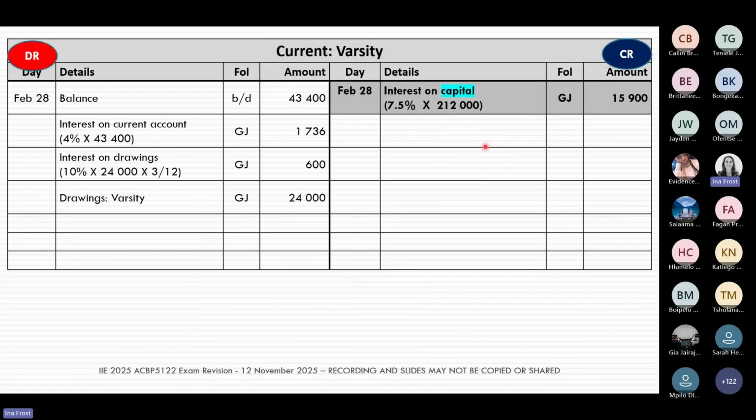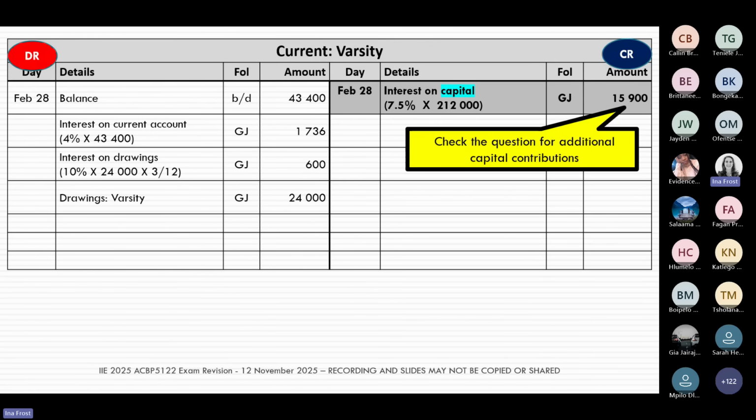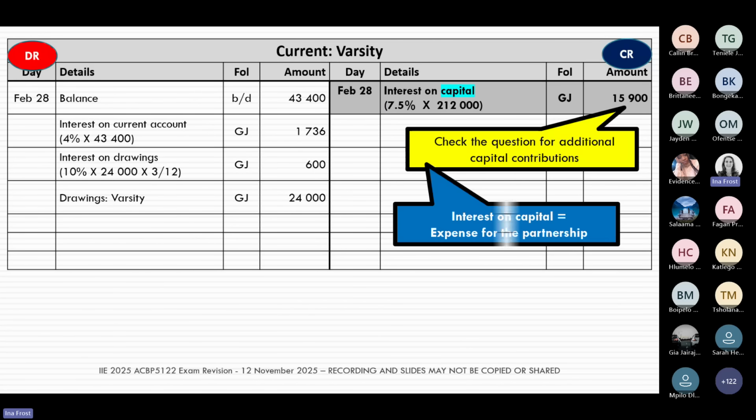Then the interest on capital always comes on the credit side of the current account. And we're going to check in the question if there were any additional capital contributions made during the year, because that will impact your interest calculation. Interest on the capital account is an expense to the partnership because the partnership must pay this interest to each of the partners.